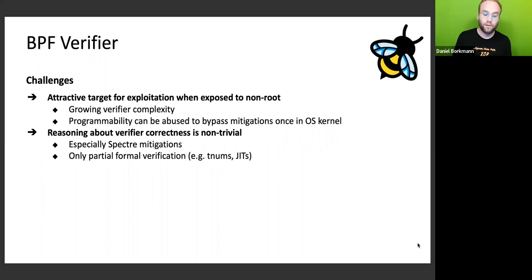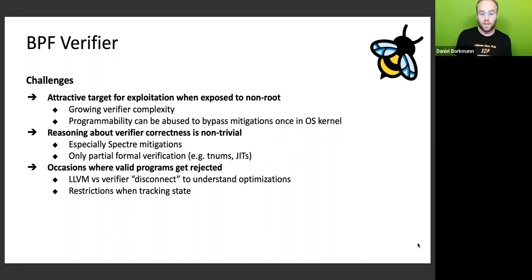Reasoning about the verifier correctness is really non-trivial. You saw just a tiny example in here. Only a few things have been partially formally verified, like the tri-state numbers. There has been formal verification around the just-in-time compilers, but it's non-trivial, especially with the Spectre mitigations, which are applied for unprivileged programs to avoid leaking data under speculation.